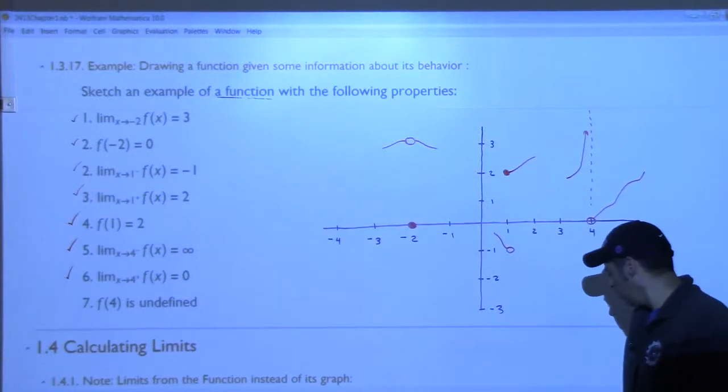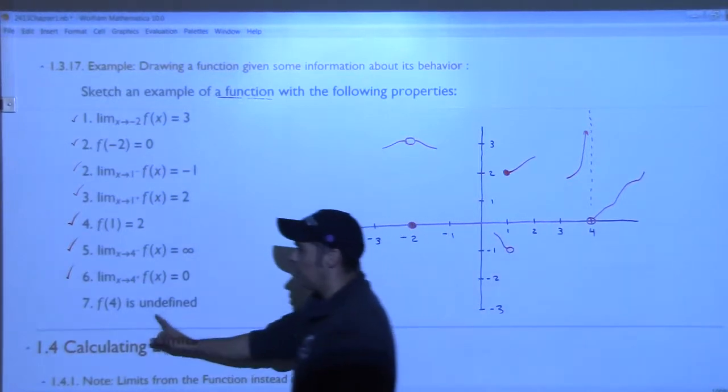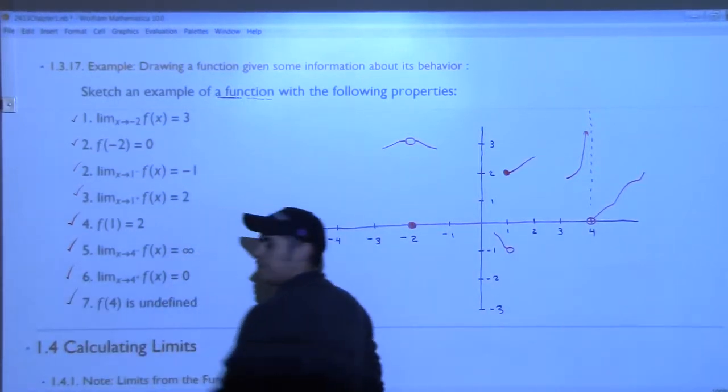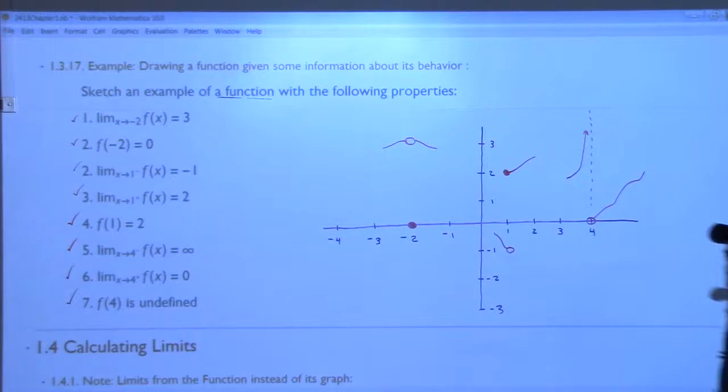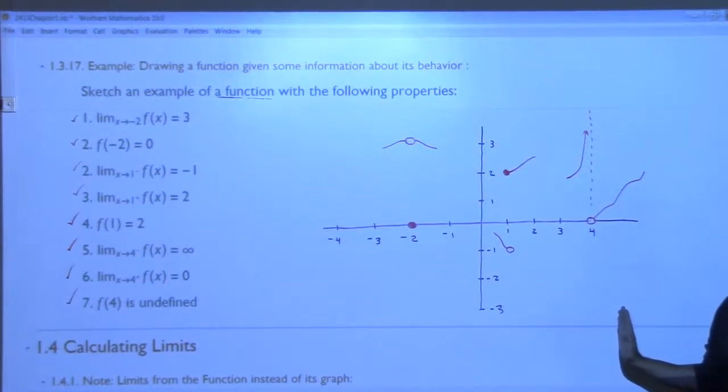Franklin. Where's Franklin? Yeah, there you go, Franklin. Last condition here. What is this telling you? Saying that the value actually at 4 is undefined. Which means we definitely did not want to fill that in, right? We need to leave this open, and we don't want to put anything at 4.